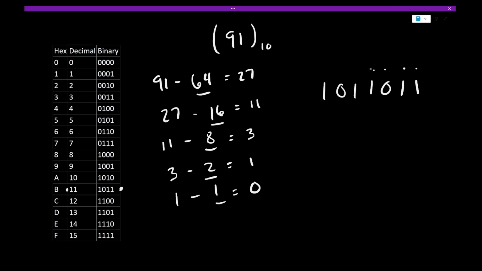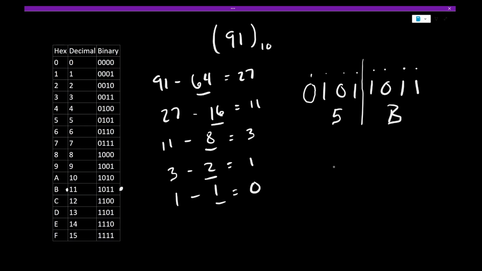1, 2, 3, 4. Draw a line. 1, 2, 3, and we can draw a leading 0, 4. There we go. 1, 0, 1, 1. Once again, that's going to be B. Keep getting B in my examples. Don't do that intentionally. Then 0, 1, 0, 1. That's going to be the equivalent to 5.